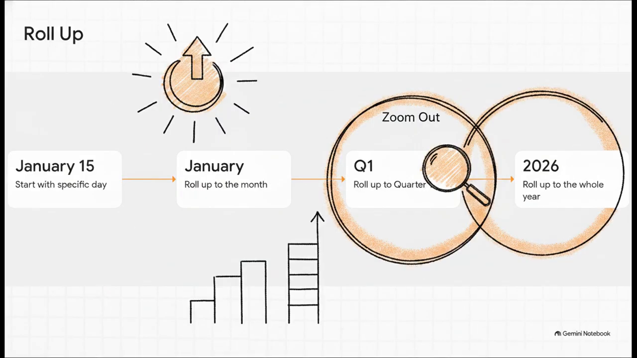Now let's see how this builds in reverse with the roll-up operation. Roll-up is climbing up the hierarchy to aggregate your data and reduce the dimensions. So we start at January 15th, roll up to the whole month of January, roll up to Q1, and finally back out to the entire year of 2026. The easy memory trick here? Roll up equals zoom out. You're zooming out for more summary and less detail.